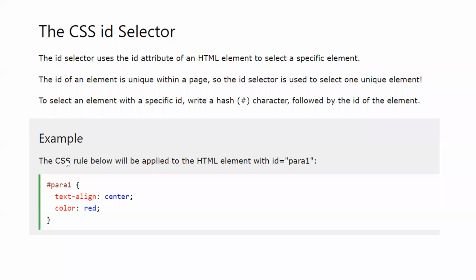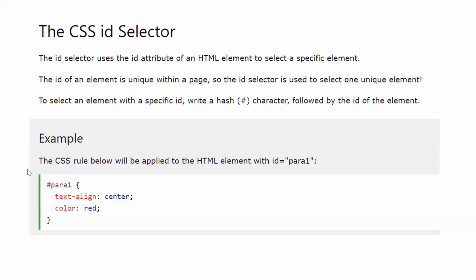There are other selectors that can be used for several different elements. But this ID selector can be used only under the one element we define. To select an element with a specific ID, write the hash character. Normally when we use the ID selector, we should put the hash character, right? So remember the hash character we use with the ID selector.